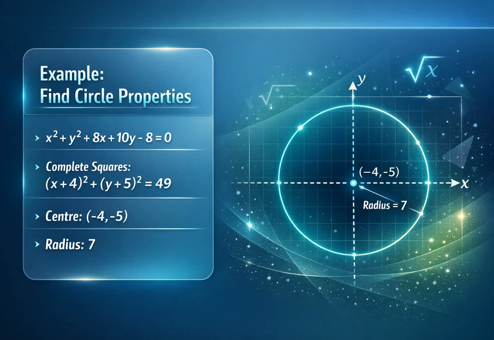Let's analyze the circle x squared plus y squared plus 8x plus 10y minus 8 equals 0. Group terms, x squared plus 8x plus y squared plus 10y equals 8. Complete squares, x plus 4 squared minus 16 plus y plus 5 squared minus 25 equals 8. Simplifying, x plus 4 squared plus y plus 5 squared equals 49. So center is -4, -5, and radius is 7.